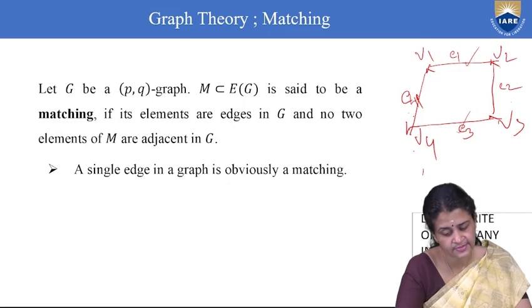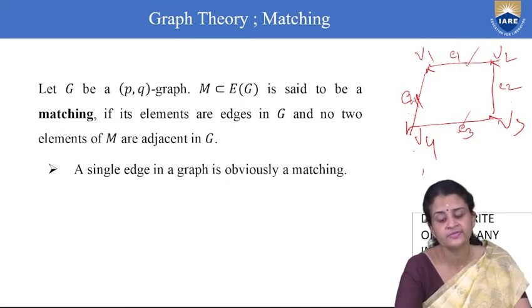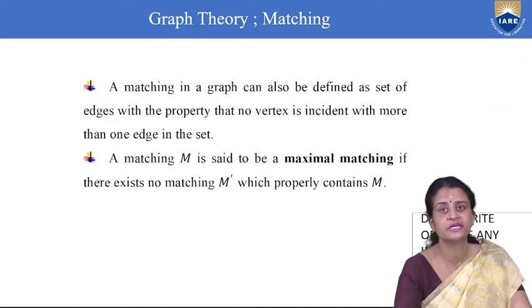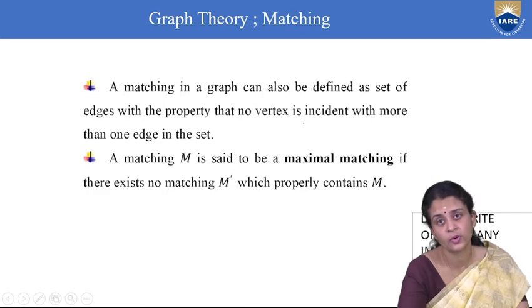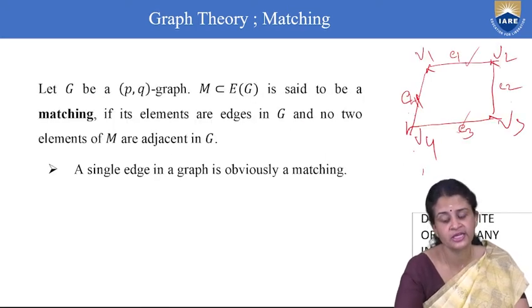Suppose we are considering E1, E2, E3. Then vertex V2 is incident with E1 and V2 is also incident with E2. That is the case here. We are saying that a matching in a graph can also be defined as a set of edges with the property that no vertex is incident with more than one edge in the set. If we consider E1, E2, E3, will it form a matching? No, because we can see that V2 is incident with both E1 and E2.